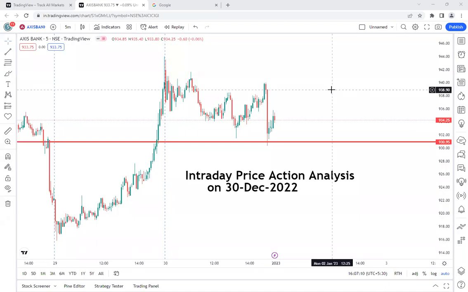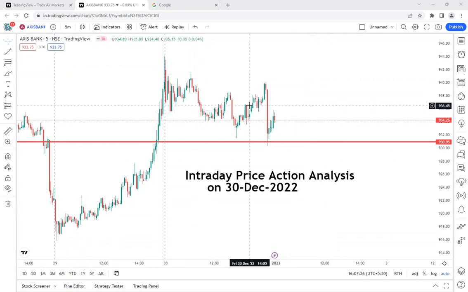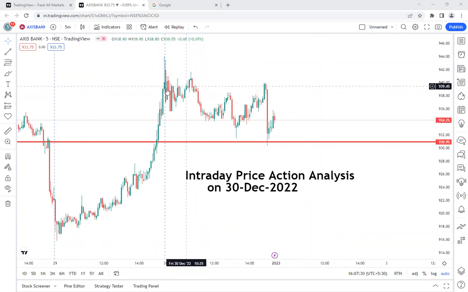Hi all, welcome back. Today is 30th December 2022, and in this video, let us try to analyze the intraday price action in the Axis Bank chart. Let us try to see what has happened in this Axis Bank movement today, and what kind of price action or what kind of manipulation has happened in Axis Bank today. Let us try to analyze in this particular video.